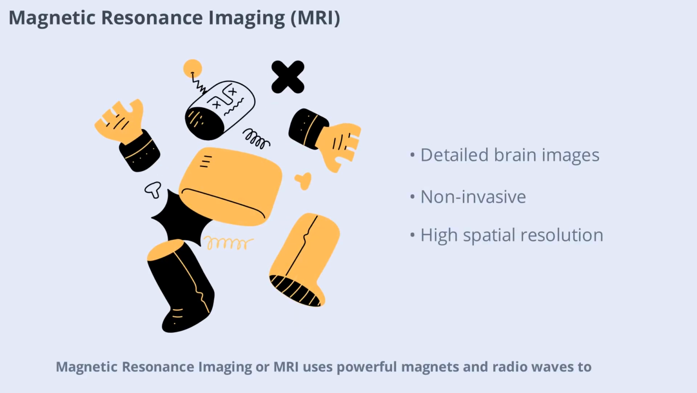Magnetic resonance imaging, or MRI, uses powerful magnets and radio waves to create detailed images of the brain structure. This non-invasive technique allows researchers to see inside the brain without surgery. MRI is widely used to study brain anatomy, detect abnormalities, and compare brain structures across individuals. Its high spatial resolution makes it a gold standard for mapping the brain's physical features.